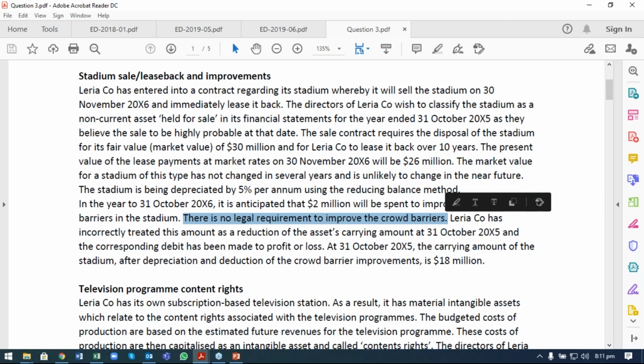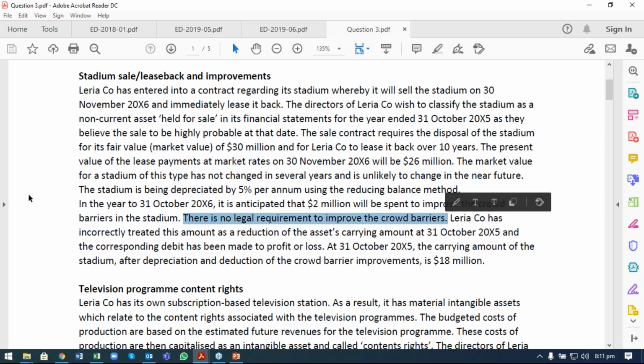It should be considered as a future operating cost. So operating cost can never be charged to the profit and loss account immediately until and unless that has been incurred, right? And as this is an improvement, that should be capitalized even in future, and that should be depreciated over the remaining useful life of those crowd barriers, right? So this treatment done by Laria company is incorrect.